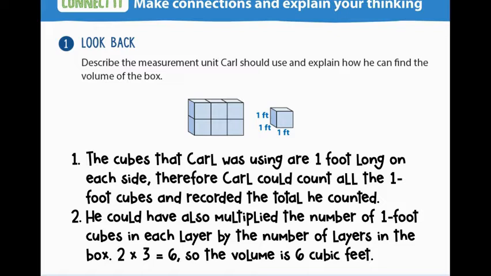Now, another strategy, as I like to say in math, another strategy he could have used is to multiply, and some of you might have done this. He could have multiplied the number of 1 foot cubes in each layer. You'll notice that we have 2 layers. We have one layer here, and we have another layer right here. So we have 2 layers, and there's 3 cubes in each layer. So 1, 2, 3. 1, 2, 3. So 2 groups of 3 is 6. So I get the same exact volume for this figure, but we went about it 2 different strategies. So the volume is still 6 cubic feet.